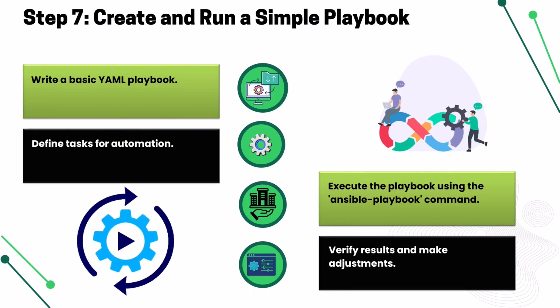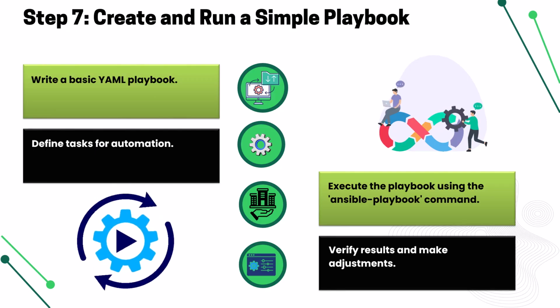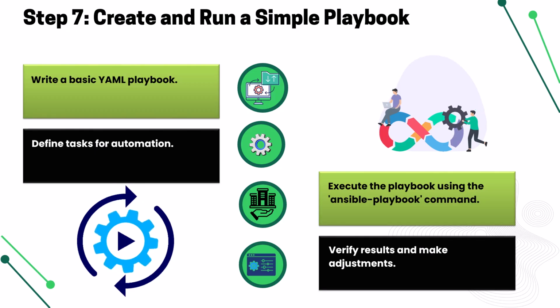Now let's write some actual code. Don't worry, it's easier than ordering coffee at a complicated cafe. Our playbook is basically a set of instructions telling Ansible what to do. We write it in YAML, nice and simple. Next, we run the playbook and watch the magic happen. If the results aren't perfect, we tweak it. Because let's face it, nothing works perfectly the first time.